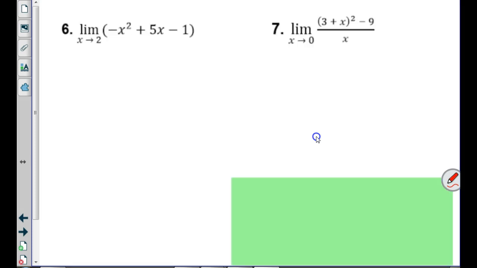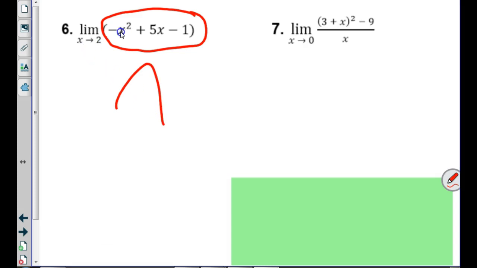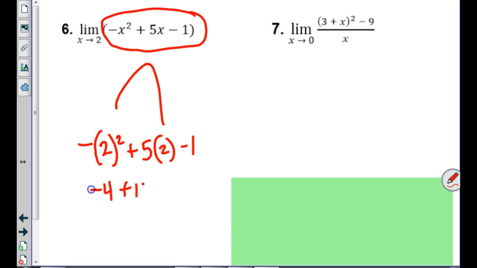Number 6. What does this graph look like? Yeah, it's a parabola opening down. So I can just put it in because it's continuous. Be careful when you put this in, though. It's the opposite of 2 squared plus 5 times 2 minus 1. So this would be 4, and then it would become negative 4. So I think you get 5. They all have a limit of 5 today? I feel like I've written that 4 times.